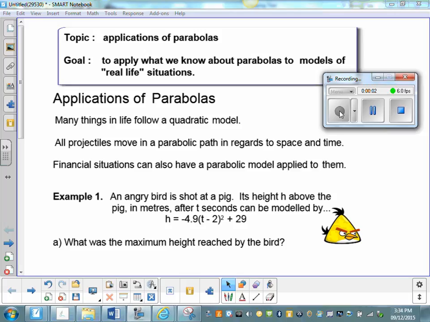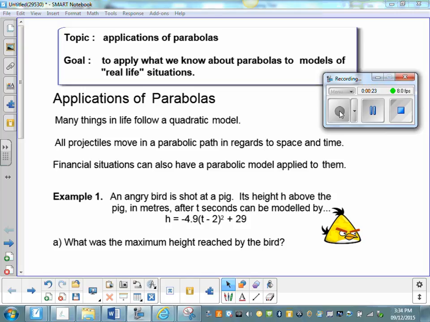Okay guys, today we're carrying on with parabolas. Today we're going to take a look at applications of parabolas, which is just like word problems. So our goal is to apply what we know about parabolas to models of real-life situations. There are many things in life that follow a quadratic or a parabolic model.